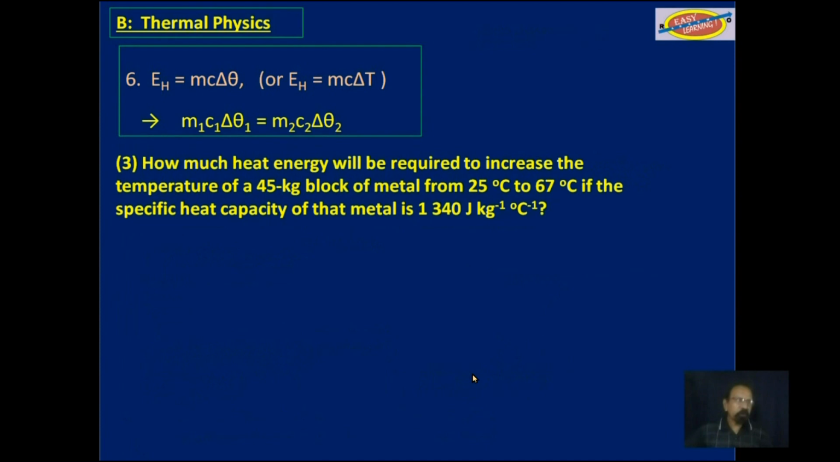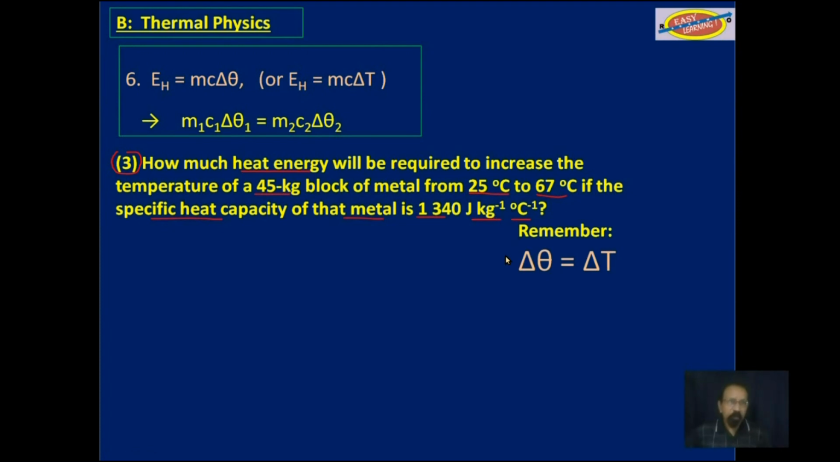Now we look at question 3. And the question says, how much heat energy will be required to increase the temperature of a 45 kilogram block of metal from 25 degrees Celsius to 67 degrees Celsius if the specific heat capacity of that metal is 1,340 joules per kilogram per degree Celsius? Again, we write what we are given.